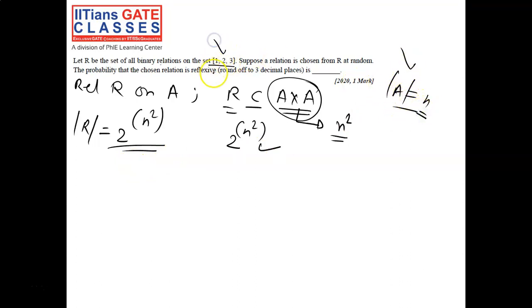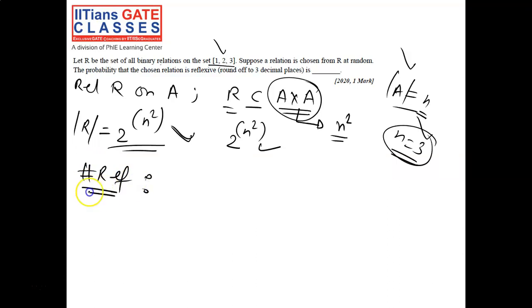In our question, it is given that the set has cardinality 3, so n is equal to 3. At the end we will replace this n with 3. But anyway, this is the total number of relations possible on a set A which has n elements. Now let's see how many reflexive relations are possible.